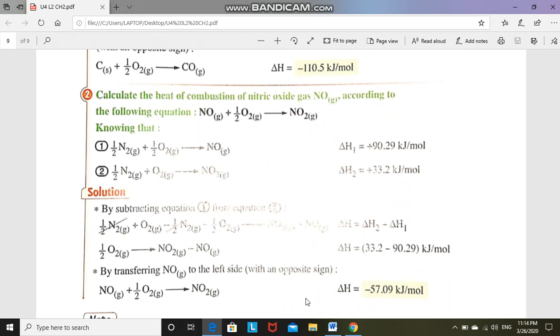Okay, another problem: how can we calculate the heat of combustion of nitric oxide, NO? I want to make a combustion of it according to the reaction NO plus half O2 producing NO2 gas. The first one, we have two equations: half nitrogen gas plus half oxygen gas gives nitrogen monoxide, and delta H1 of it is plus 90.29 kilojoule per mole.